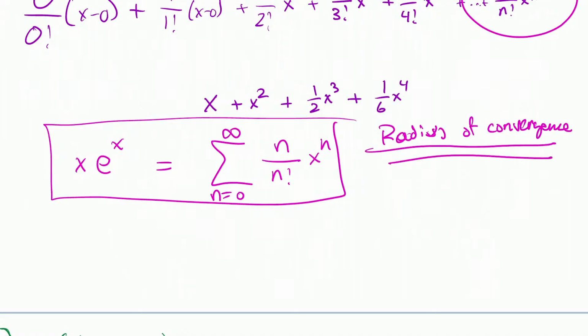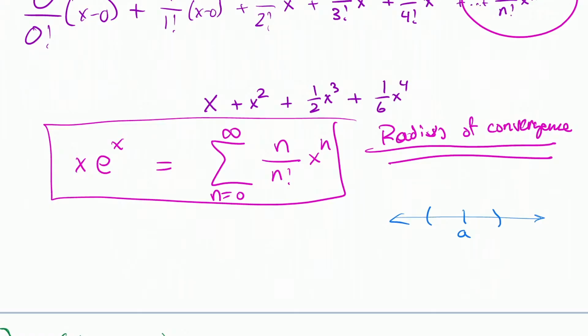So radius of convergence, all that means is that you're going to figure out the interval of convergence. So you have an interval of convergence that looks something like this. Here's A. Whatever A is, that's going to be right in the middle of the interval of convergence. And you're going to have some interval that is surrounding A.